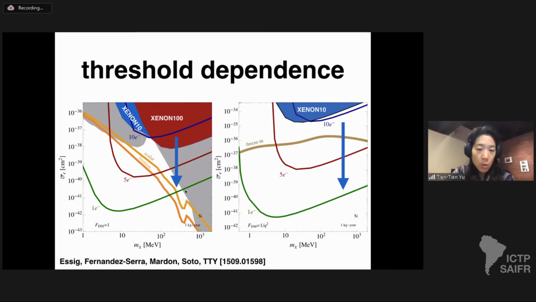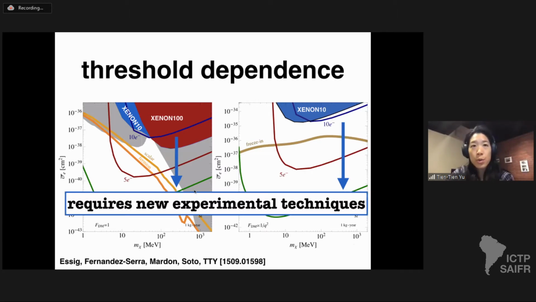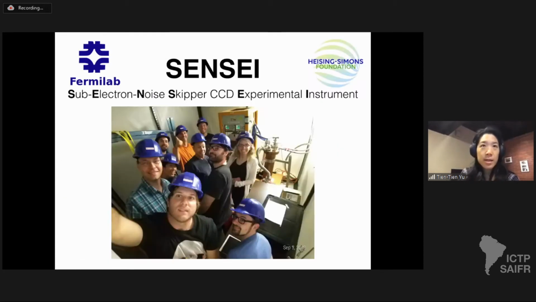So how do we go down? Like I said, at the time when we wrote this paper in 2015, the lowest thresholds were at 10 electrons. And to go down to lower thresholds requires new experimental techniques. I'll admit now that what I'm going to show is going to be very biased to a particular experiment because I am a part of it. And this experiment is the SENSEI experiment.